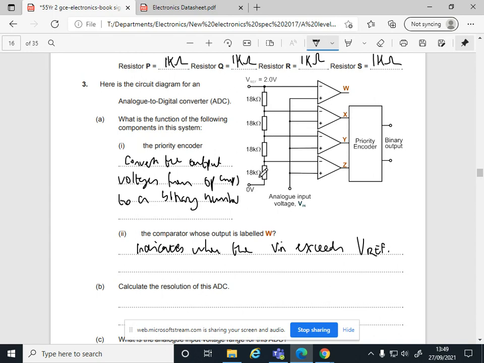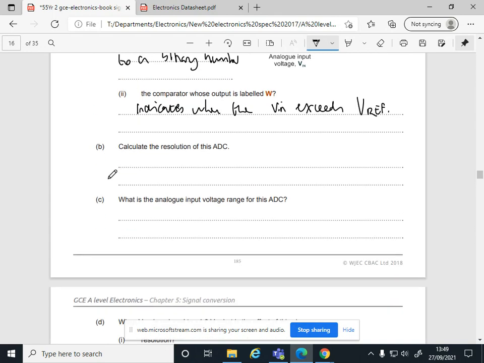Well, look, they're the same size resistor. There's a 2-volt supply. It's going to be a quarter of 2 volts, isn't it? You use Ohm's law, use ratios. So 2 divided by 4 equals 0.5 volts. There's my resolution.